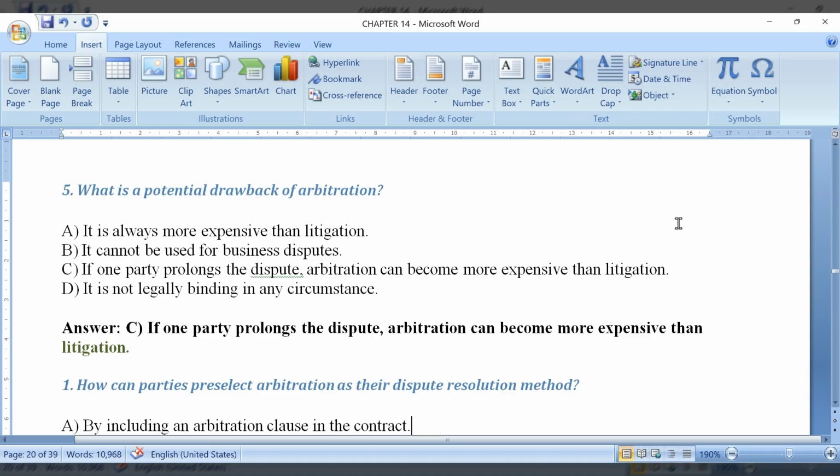Answer. C. If one party prolongs the dispute, arbitration can become more expensive than litigation.